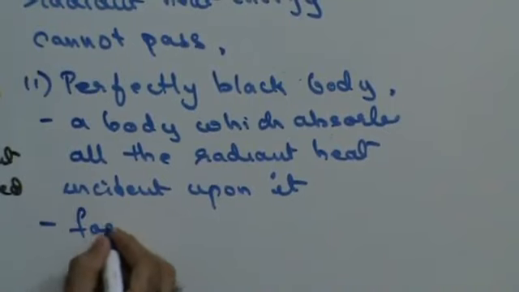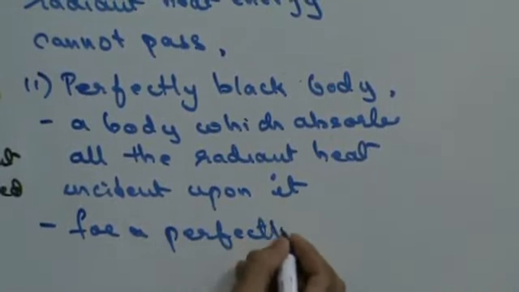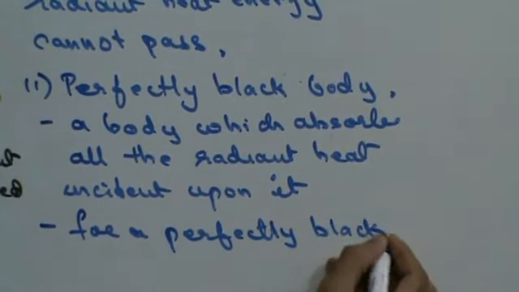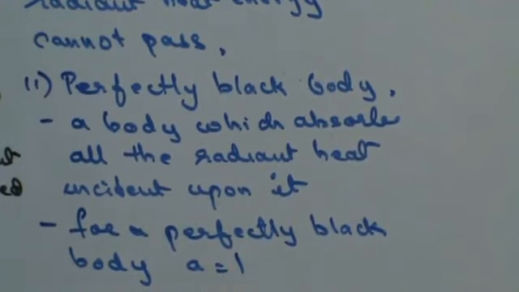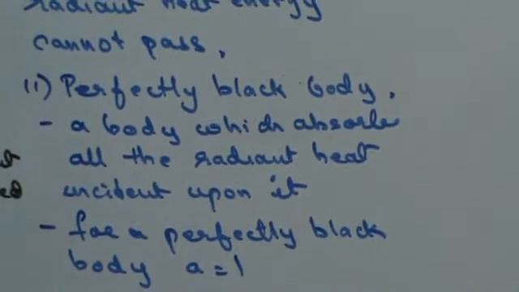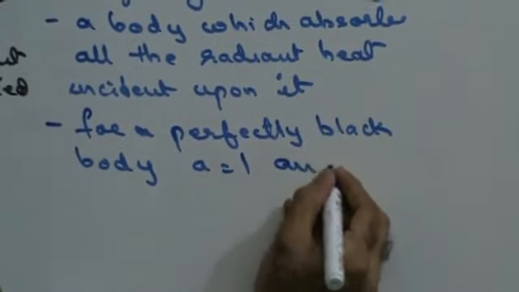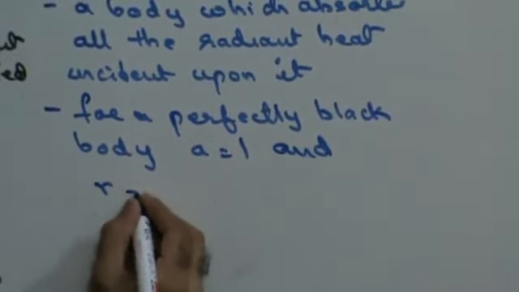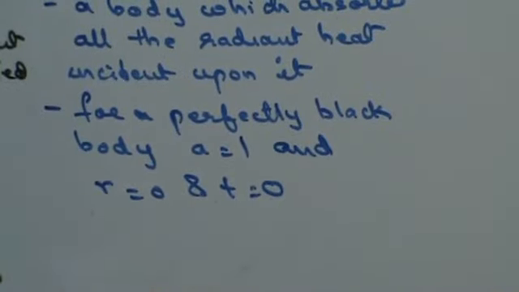Right, for a perfectly black body, A is equal to 1. Coefficient of absorption will be equal to 1, and R is equal to 0 and T is equal to 0. So coefficient of reflection and transmission would be equal to 0.